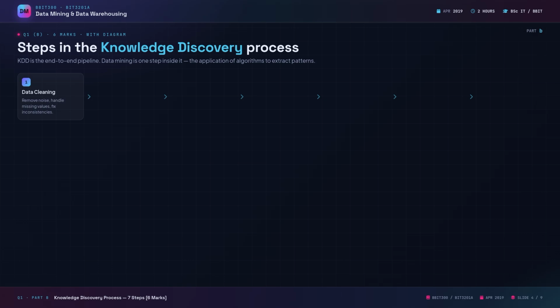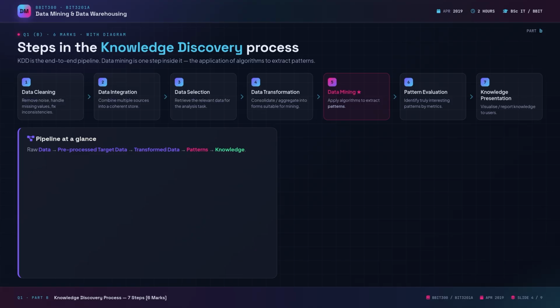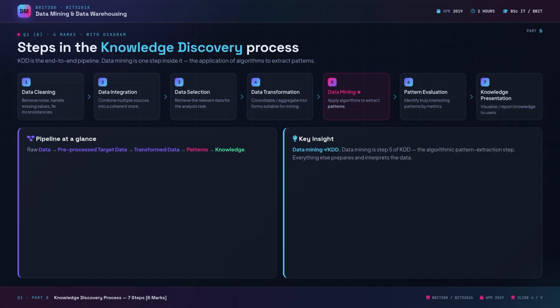Step 1 is data cleaning, removing noise, handling missing values, and fixing inconsistencies. Step 2 is data integration, combining multiple sources into one coherent store. Step 3 is data selection, retrieving only the data relevant to your task. Step 4 is data transformation, consolidating and aggregating the data into a form suitable for mining. Step 5 is data mining itself, applying algorithms to extract patterns. Step 6 is pattern evaluation, identifying which patterns are actually interesting using proper metrics. And Step 7 is knowledge presentation, visualizing or reporting the knowledge to the end user.